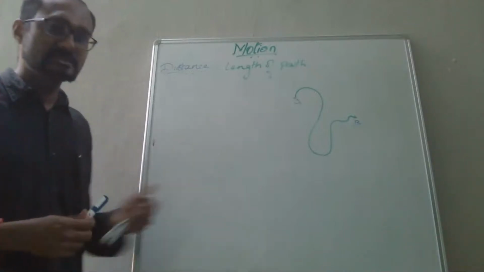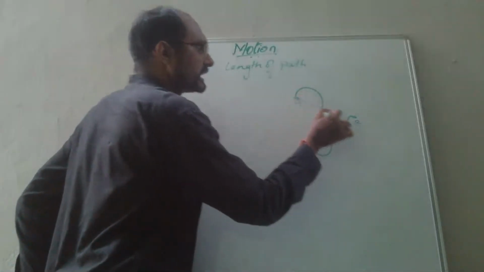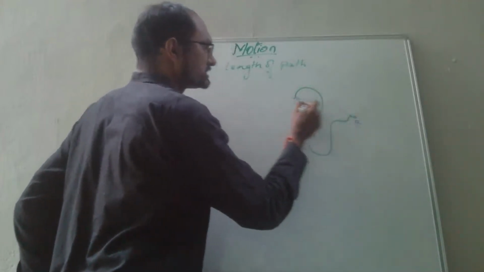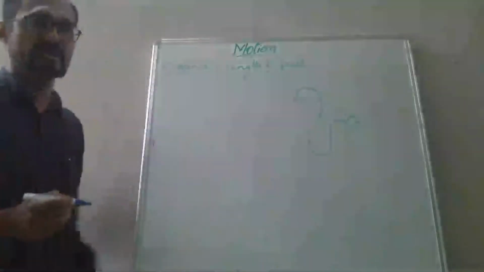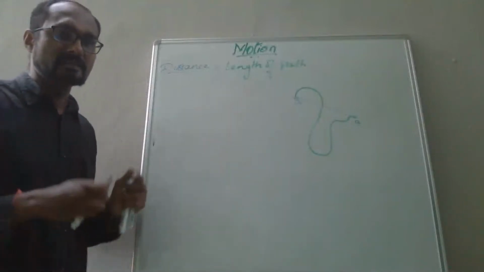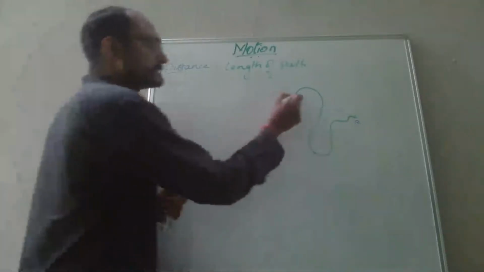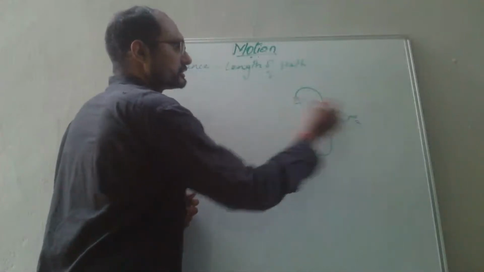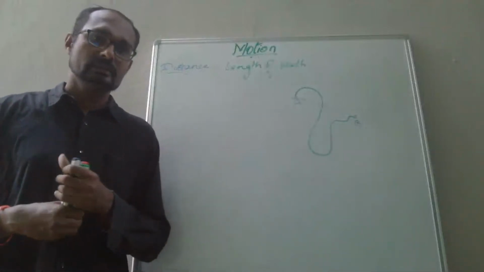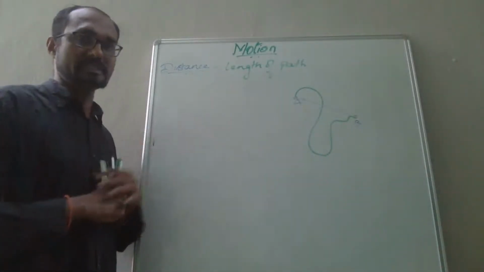Now, what is displacement? The second term is displacement. Displacement is the shortest and the straightest path. Of course, if it has to be shortest, it must be the straightest path. The shortest and the straightest path between A and B is called displacement. Rather, I would say displacement is the change in the position of the object. Initially, the object was here, then it came here, so there is a change in the position, and that change in the position of the object is called displacement. Both distance and displacement are measured in meters.